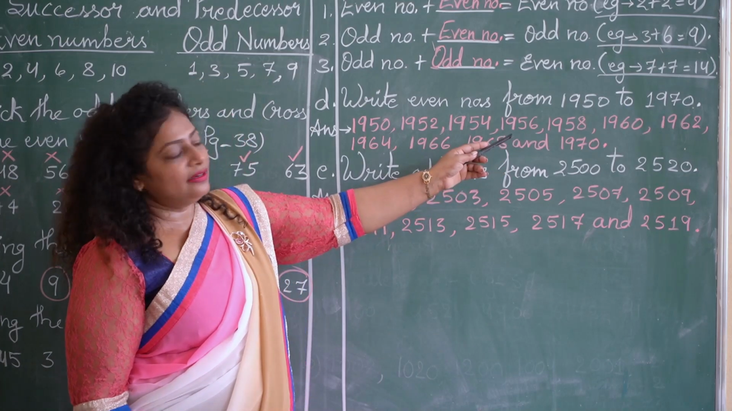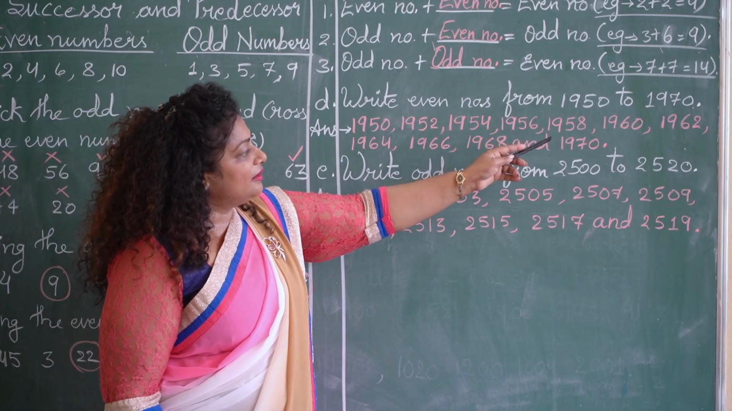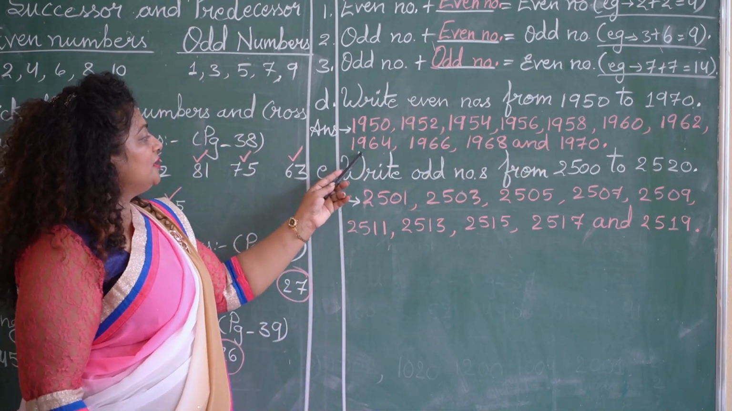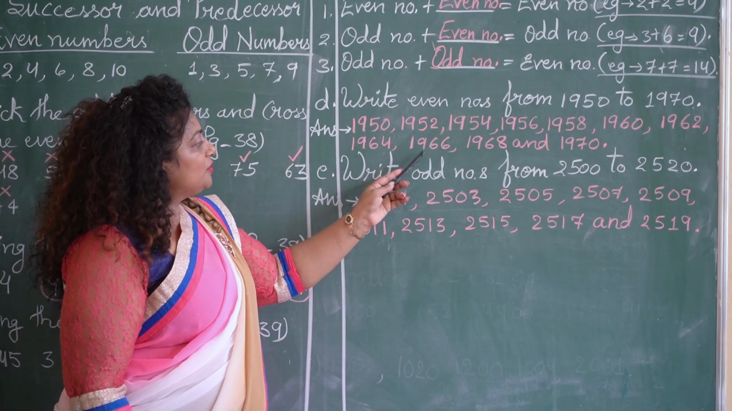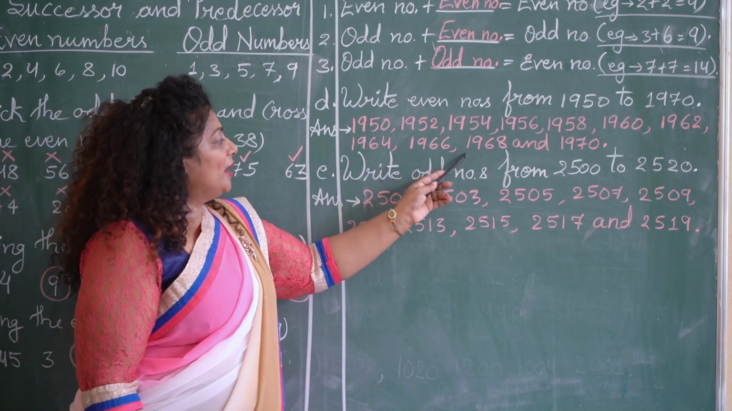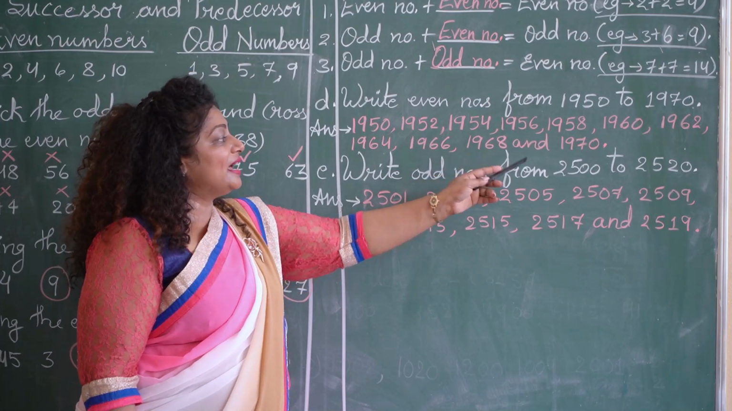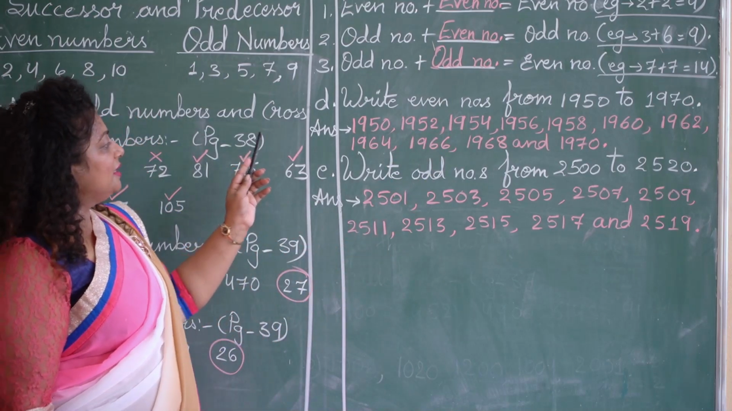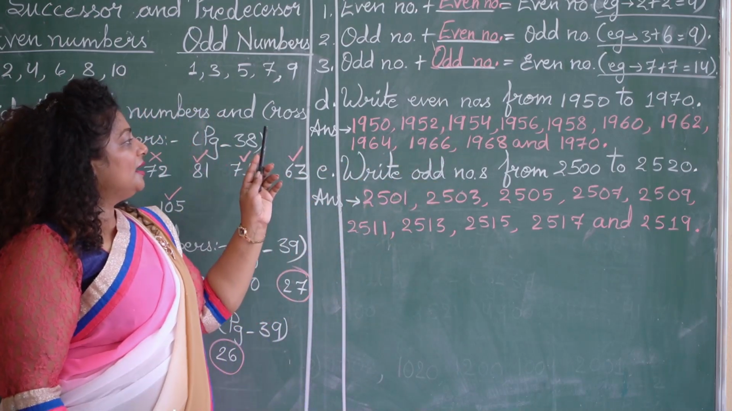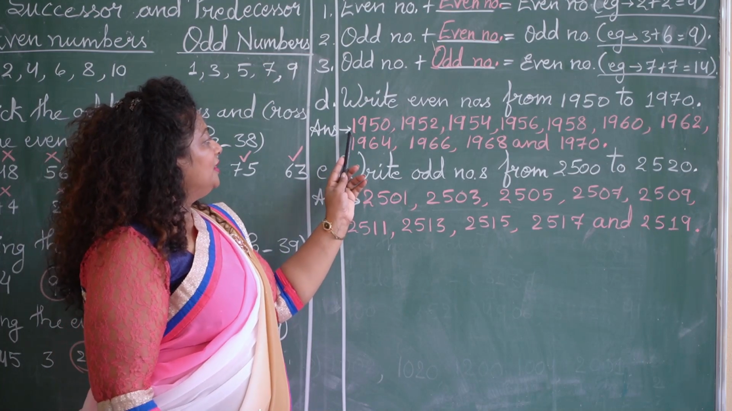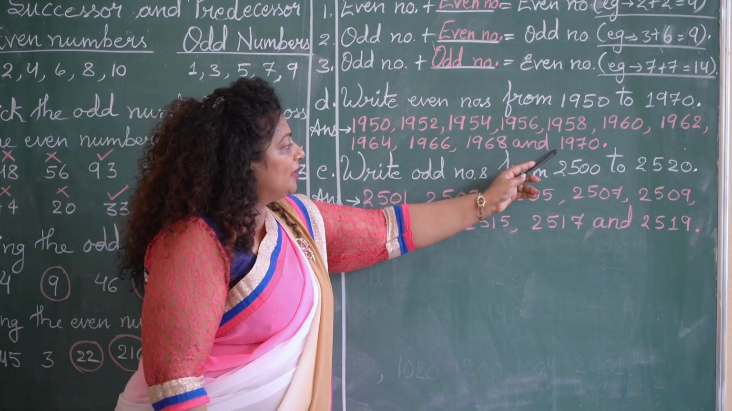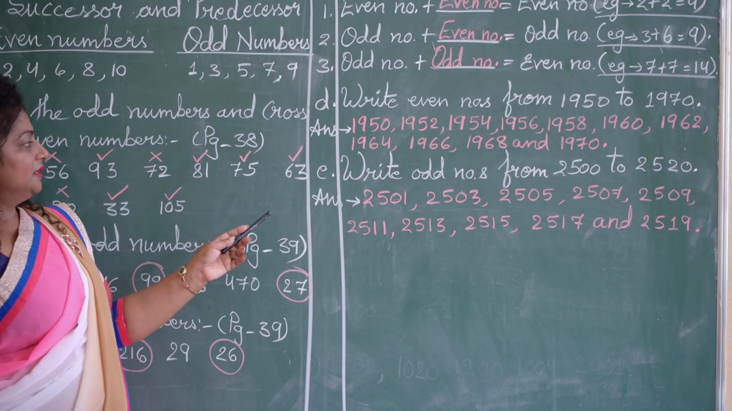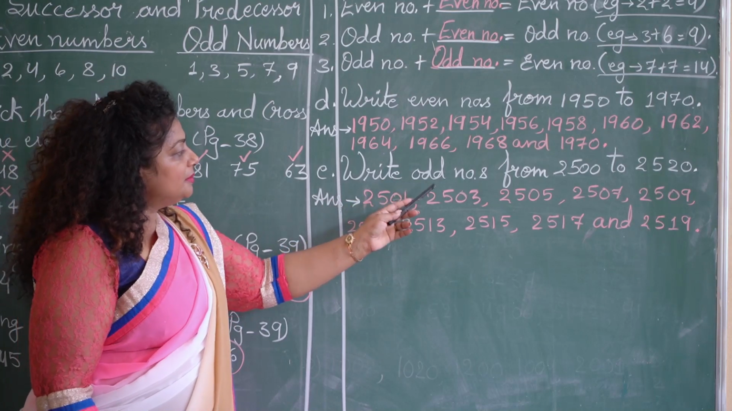1958, 1960, 1962, 1964, 1966, 1968, and the last number will be 1970. So these are the even numbers coming in between 1950 to 1970.